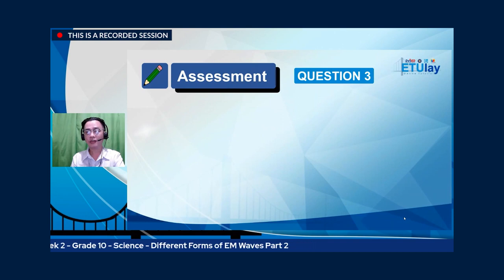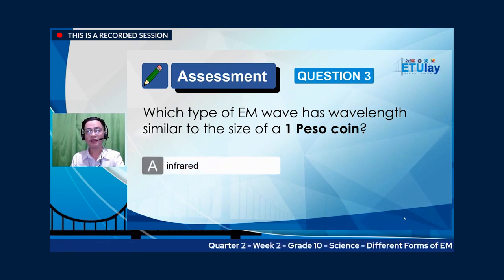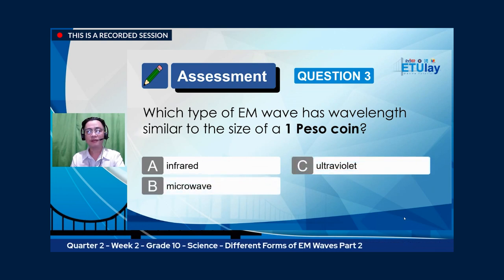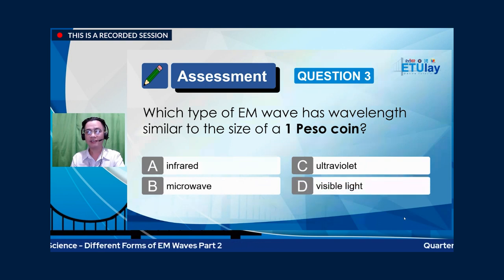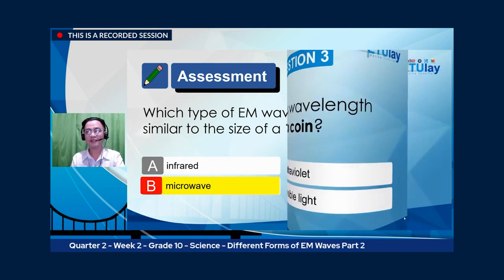Let's move to question number 3. Which type of electromagnetic wave has the wavelength similar to the size of 1 peso coin? A. Infrared. B. Microwave. C. Ultraviolet. Or D. Visible light. 5, 4, 3, 2, and 1. If your answer is letter B, microwave, then you are scientastic.